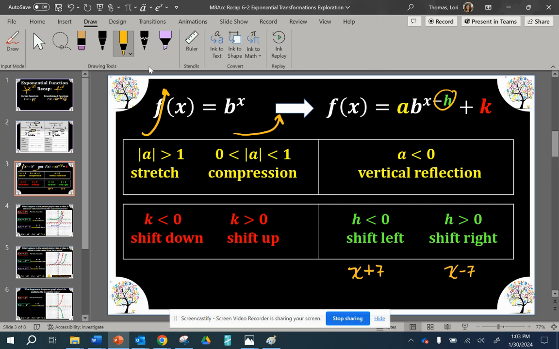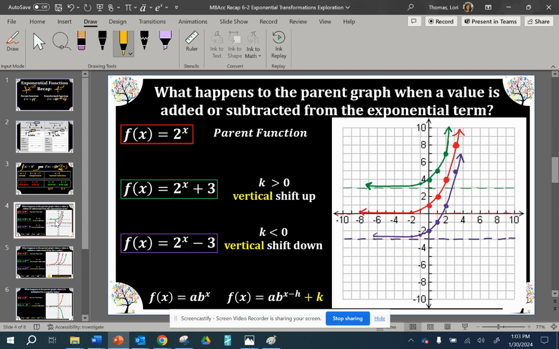Our k value, let's do one more thing. We still have the other part of a. If our a value is negative, it is reflected across the x-axis. So here's our x-axis. If it's negative, it's going to reflect. And if this was our parent function, our reflected would be going down like this. So if a is negative, it is a vertical reflection. And then the k value shifts up and down. So you can see here, when k is positive, it shifts up. When k is negative, it shifts down, and that affects your asymptote and your range.